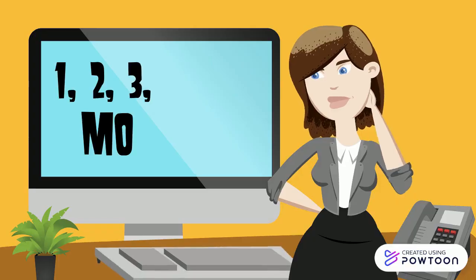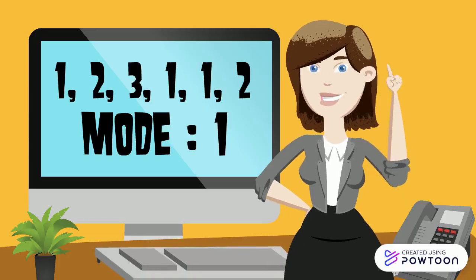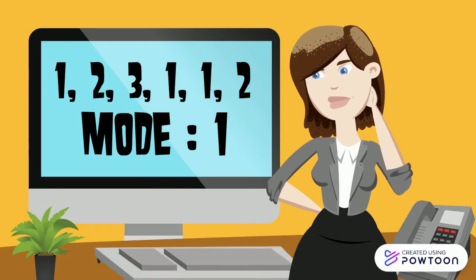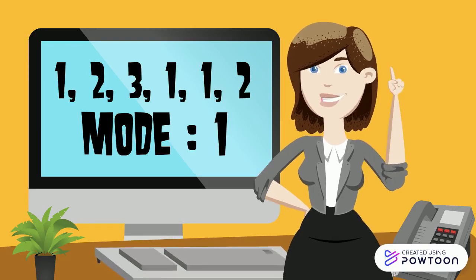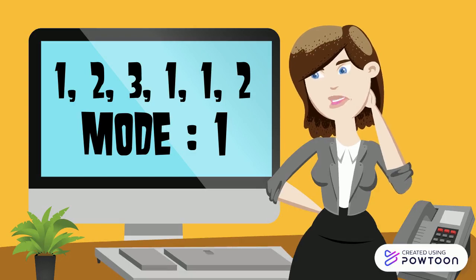Mode. Mode is the most repeated value in a set of numbers. Say you have 1, 2, 3, 1, 1, 2. 1 would be the mode as it's repeated the most, but if you have values like 1, 2, 3, 4, then all of them are considered mode.